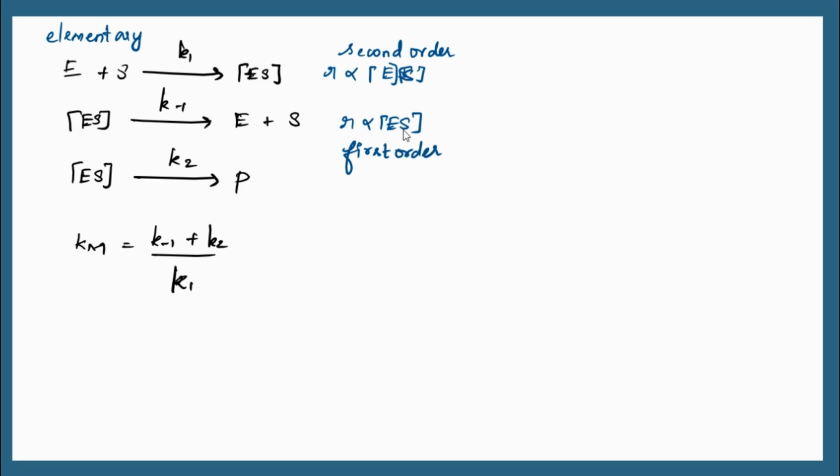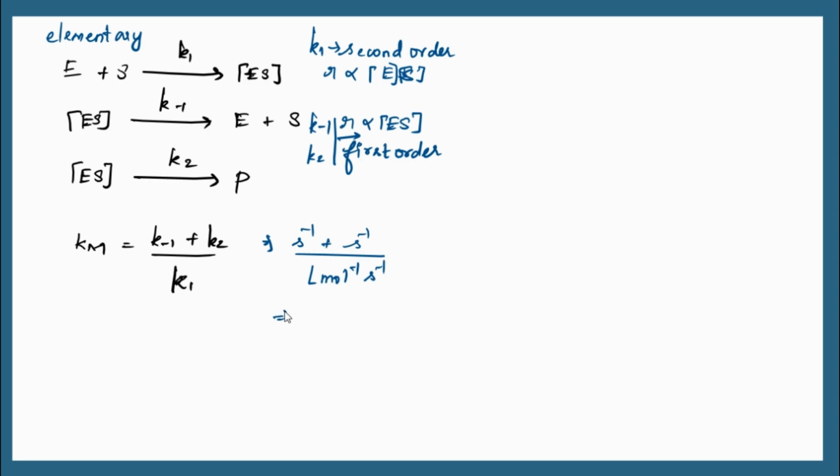So k1 will be second order. k minus 1 and k2, both of these are going to be first order. Now, the units: k minus 1 is basically first order, unit per second. k2 is basically per second. What is the unit of k1? k1 is second order, so the unit will be equal to liter per mole per second.